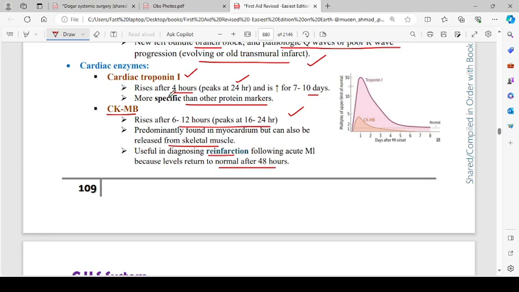So cardiac troponin I gives us an early diagnosis and is more specific for MI, but it cannot detect reinfarction. CK-MB is more sensitive and it also helps us. It tells us about reinfarction because its level drops in 16 to 24 hours and comes back to normal at 48 hours, and if there is reinfarction after that, we can detect it by an elevated level of CK-MB maybe at 72 hours. So that will tell us about reinfarction.